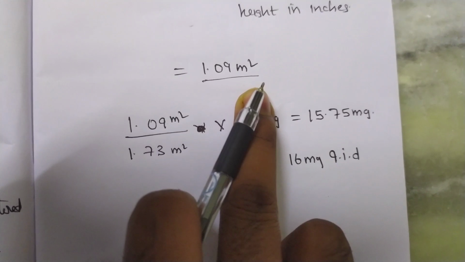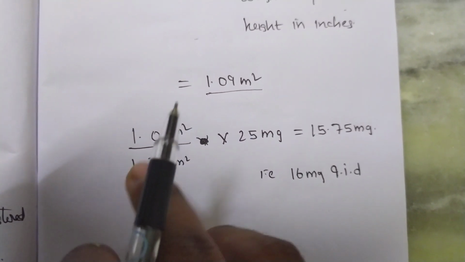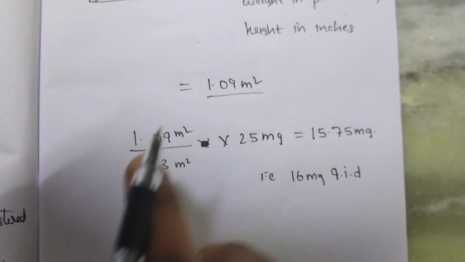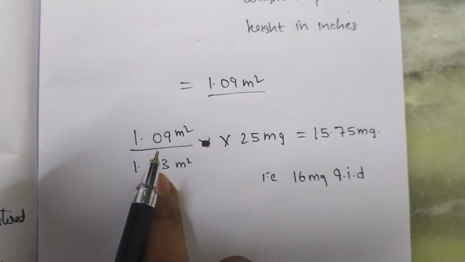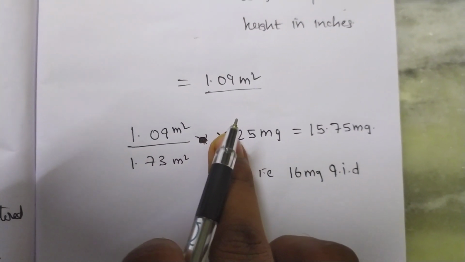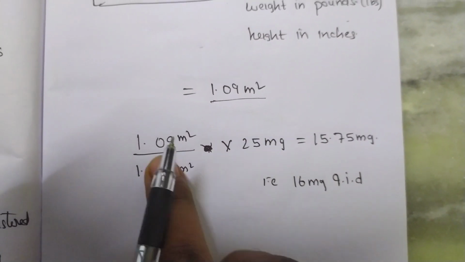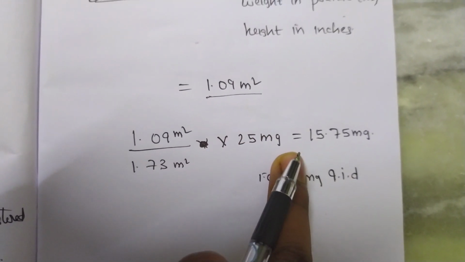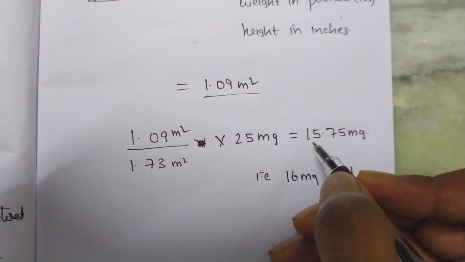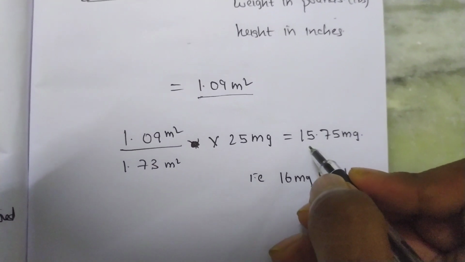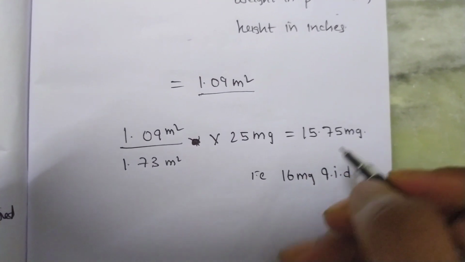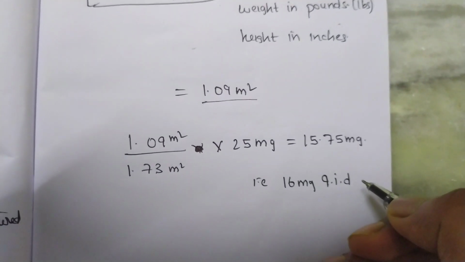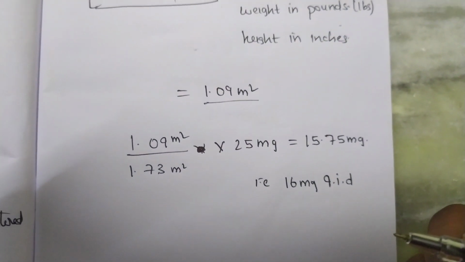Put it in the dose calculation formula, that is the child body surface area by average adult body surface area into adult dose. 1.09 meter square by 1.73 meter square into 25 mg, which gives 15.75 mg. When it is rounded up, it is close to 16. So 16 mg 4 times a day is given to the child.